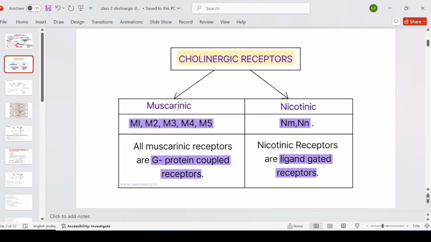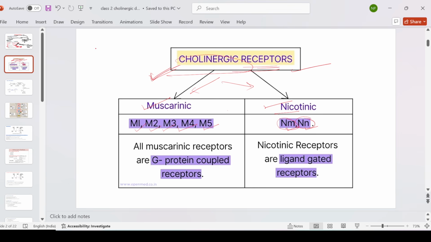Now, cholinergic receptor. As we discussed, cholinergic receptors are present on various sites and they are mainly of two types. One is muscarinic receptor, second is nicotinic receptor. Muscarinic receptor is of five types: M1, M2, M3, M4, M5, and nicotinic receptor is of two types, NM and NN. So I will tell you what is this NM and NN. Firstly, we will understand about the muscarinic receptor.